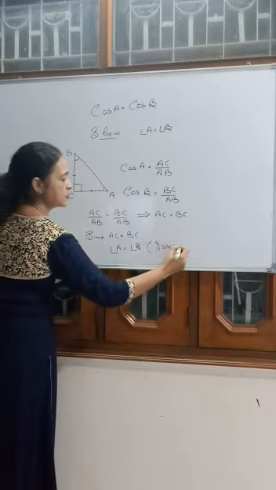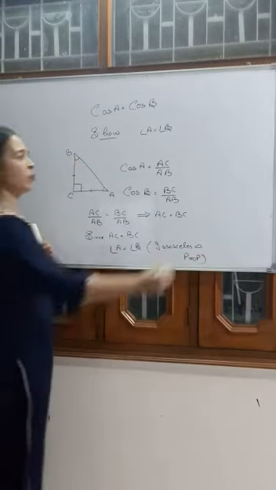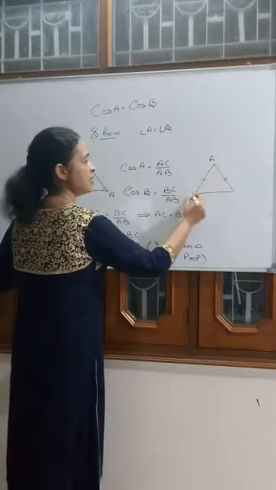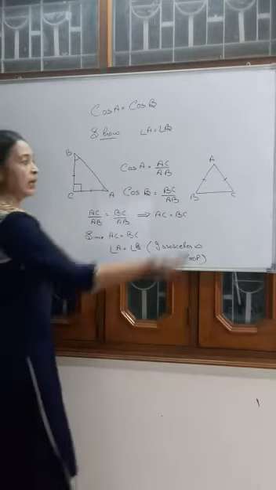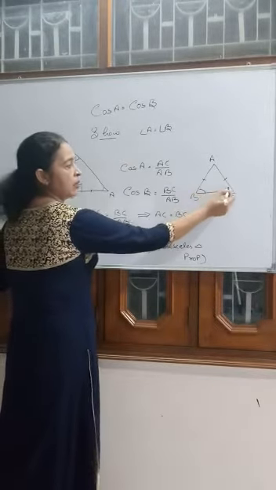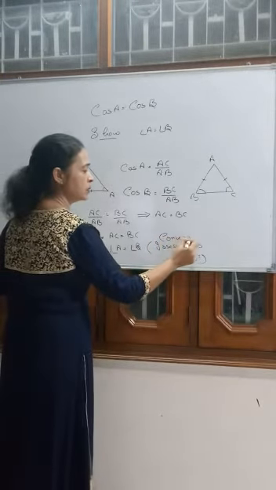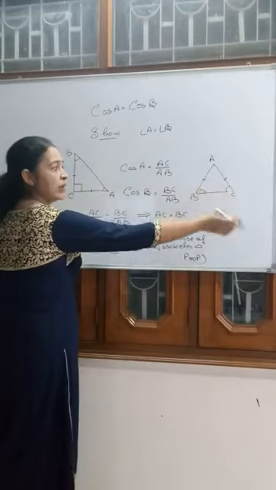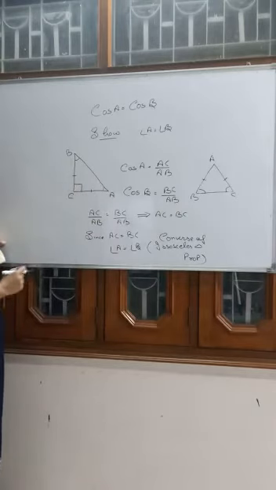isosceles triangle property. What does the isosceles triangle property say? In an isosceles triangle, two sides are equal. Suppose ABC is an isosceles triangle. If AB equals AC, then it is an isosceles triangle, and if both sides are equal, then angle B equals angle C. You can also write it as the converse of the isosceles triangle property. If these two angles, angle B and angle C, are equal, then AB equals AC. Here we get AC equals BC. Therefore, angle A equals angle B. Clear?